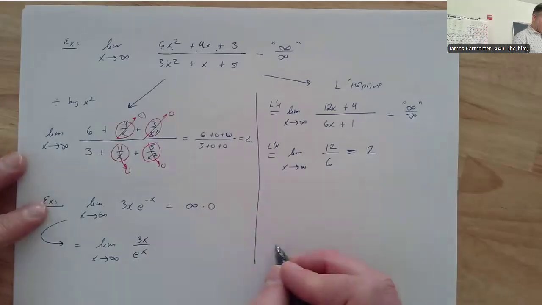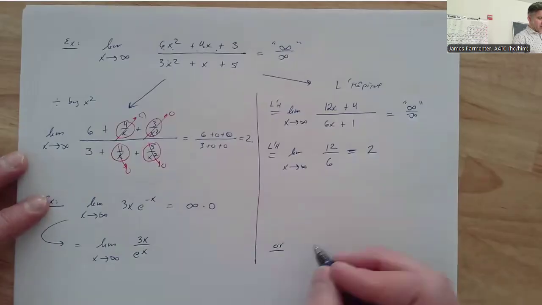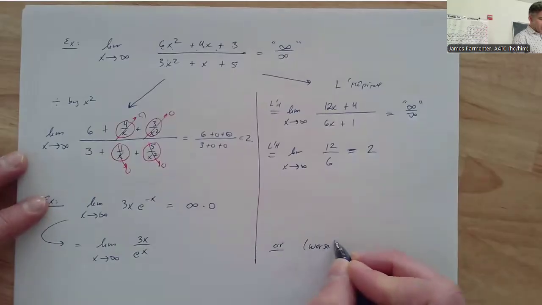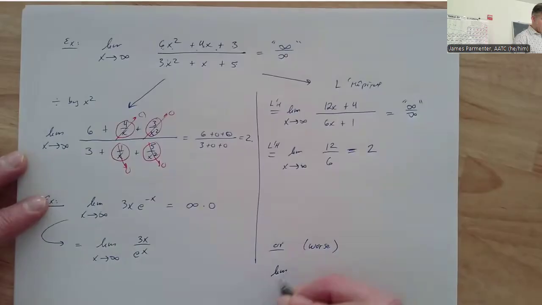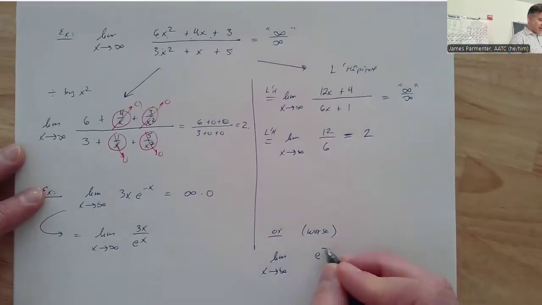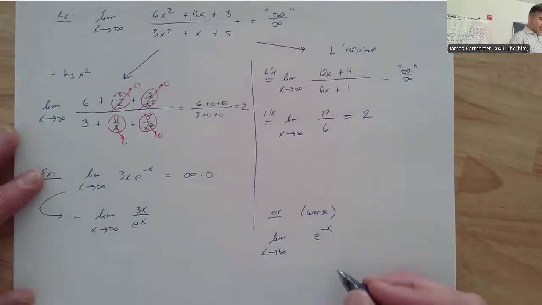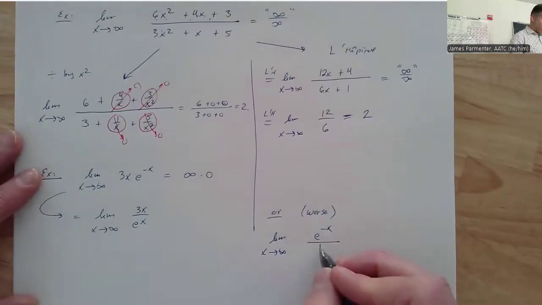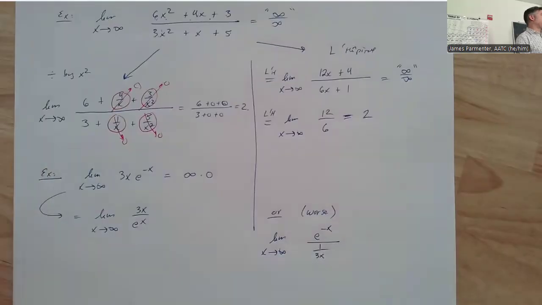I will point out, you could also, although this would be much worse, write it as the limit as x goes to infinity. You could leave the e to the negative x on top and put the 3x in the denominator as 1 over 3x, or if you prefer, 3x to the negative first. This seems much worse. I don't want to take the derivative of that. You want the things to be nicer if possible. So pick the nicer looking thing.